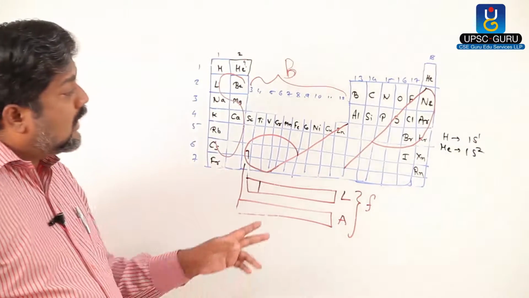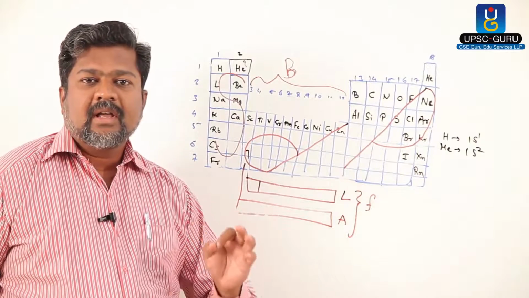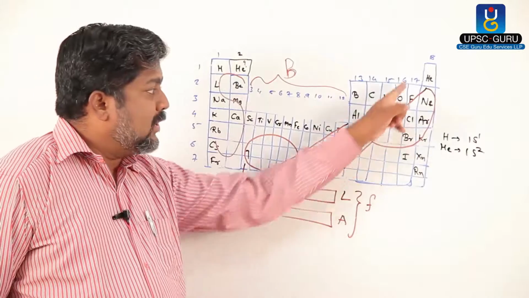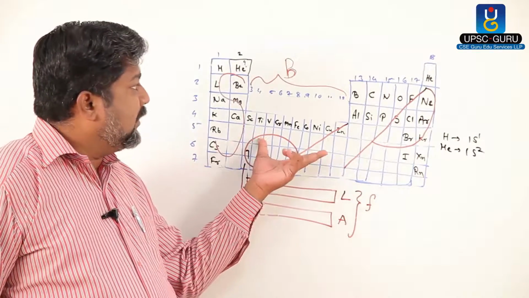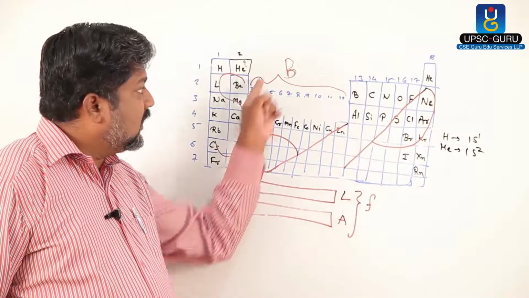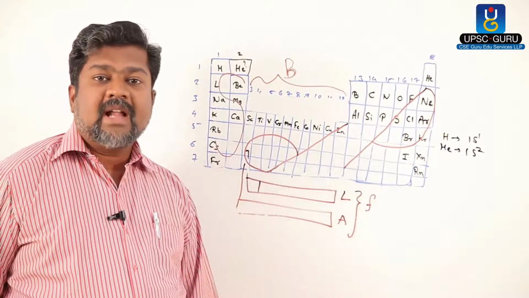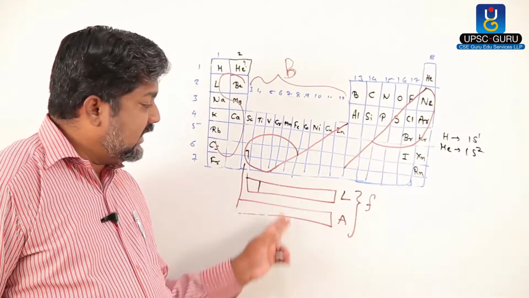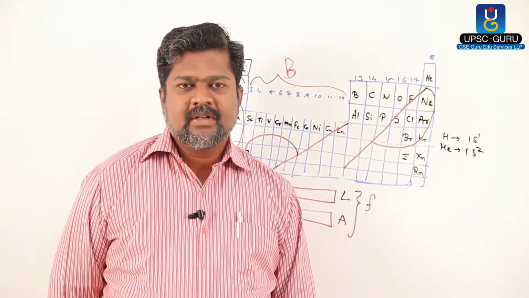So, 0 group or group number 18, inert gases, noble gases. S block and P block, except this, we are calling normal elements. D block elements, where the last 2 shells are incompletely filled, are transition elements. Where the last 3 shells are incompletely filled, they are inner transition elements.